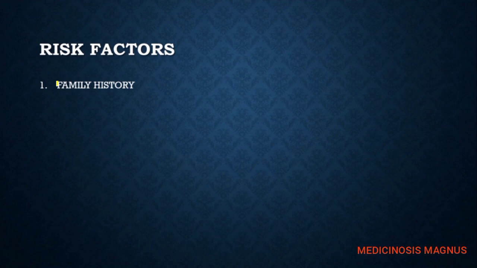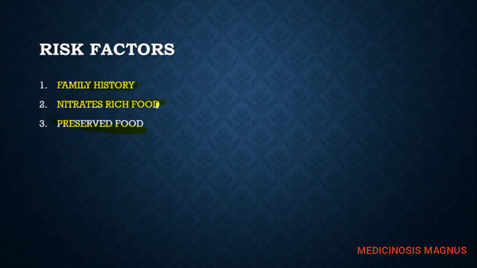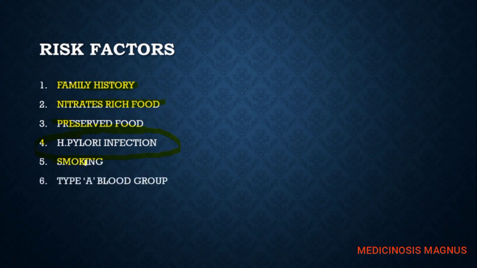First one is family history. If a person has a family history of stomach cancer, then he has more chances to develop stomach cancer. Then nitrate-rich food. You must have seen these preserved foods that are preserved with nitrates, and some other preserved foods like tuna fish, all those can cause stomach cancer. Then H. pylori infection. This infection is also an important cause of stomach cancer, and let's see how in a while. Then smoking. Smoking increases stomach cancer risk as it increases other cancer risks also. And then an important point to be noted is that type A blood group people are more prone to stomach cancers.